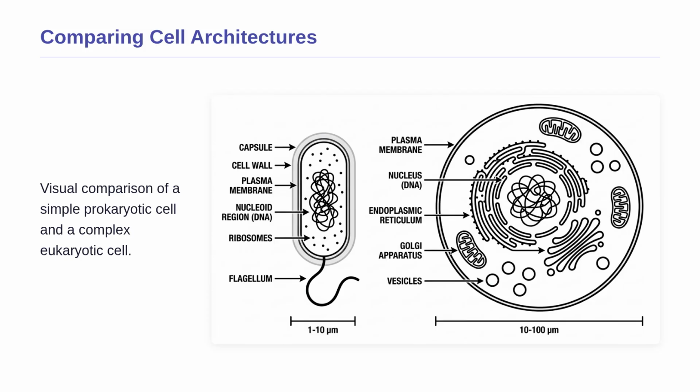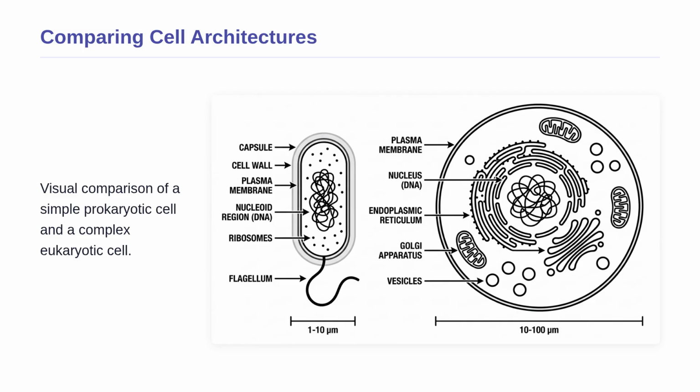Let us bring all of this together and look at exactly what we have been discussing. On the screen is a side-by-side comparison of our two cell types. On the left, you see the tiny prokaryotic cell, the bacterium. Notice its simple interior. There is no nucleus, just a tangled region of DNA, and it relies on its outer capsule and cell wall.